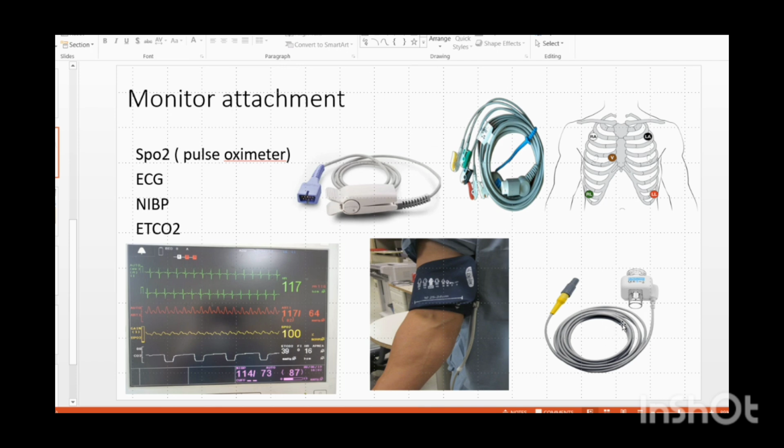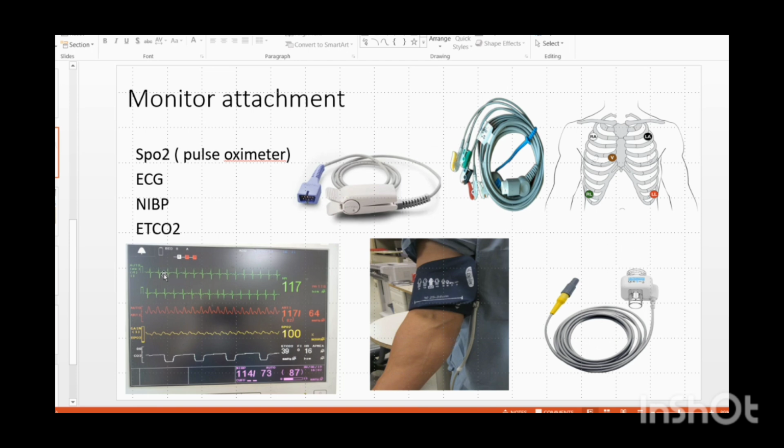If the carbon dioxide eliminated is more, it means oxygen is going, but the lung is not perfusing. Ventilation is there, but perfusion is not there. So a rise in EtCO2 means ventilation but not perfusion. If the EtCO2 is showing low, it means the patient is not ventilating properly. So it will measure how much carbon dioxide is eliminating from the lung.